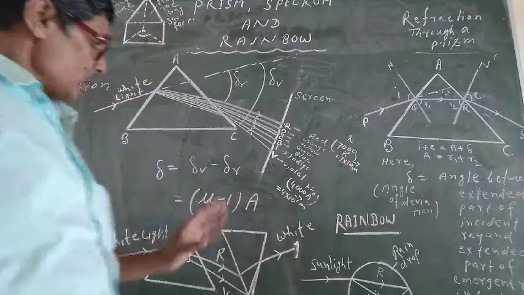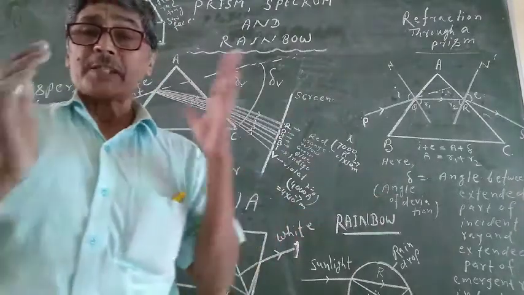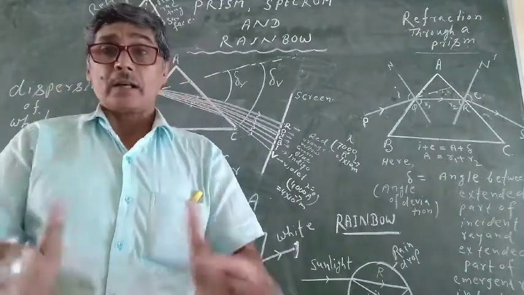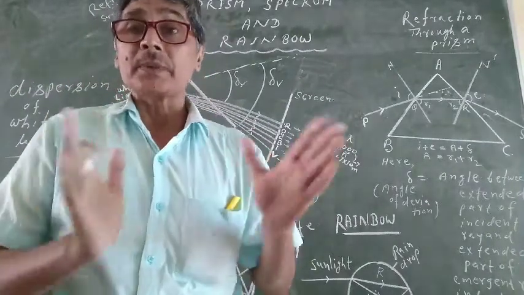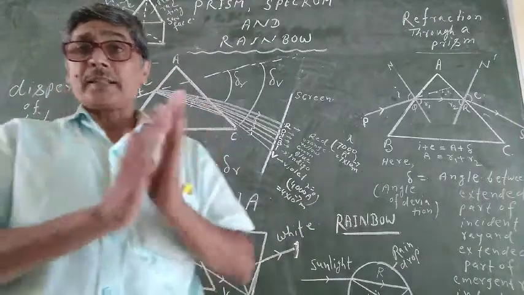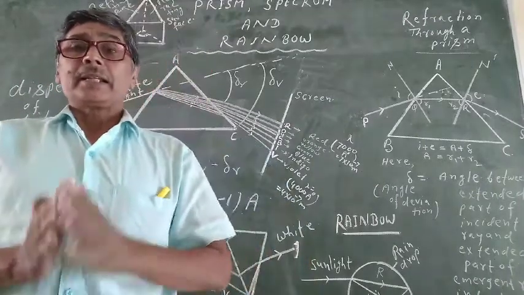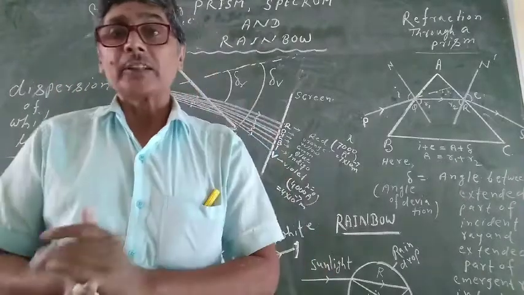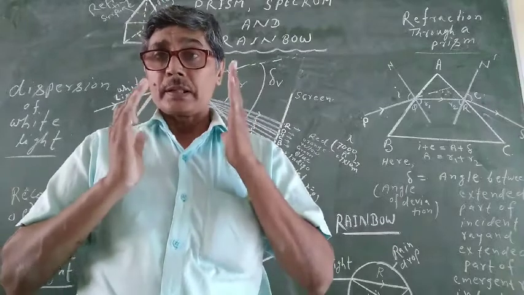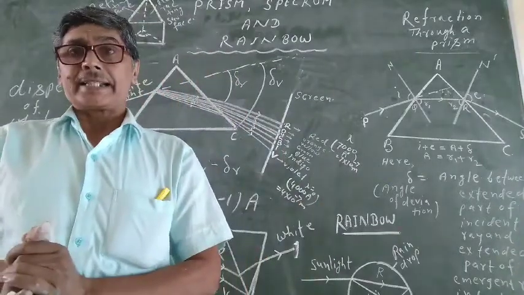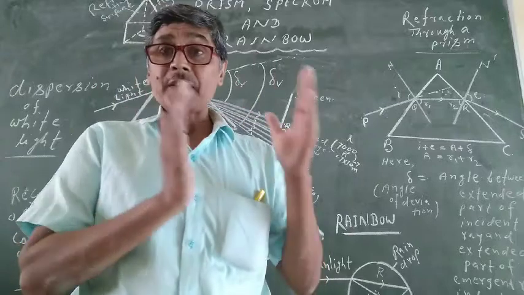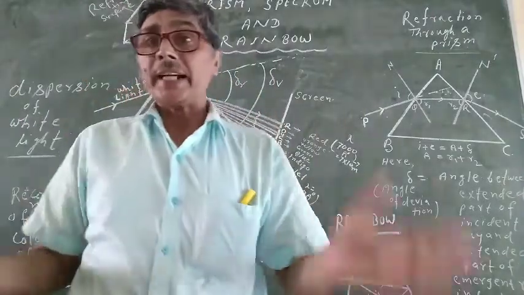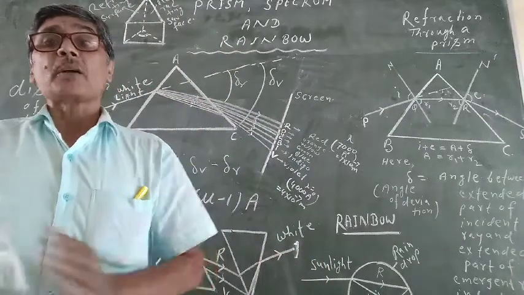The phenomenon of splitting of white light into its 7 constituent colors is called the dispersion of light. As for the cause of dispersion, we know that the refractive index depends on the color or the wavelength of the light. So different colors of white light have different refractive indices in a medium, due to which they deviate at different angles and dispersion of light takes place.